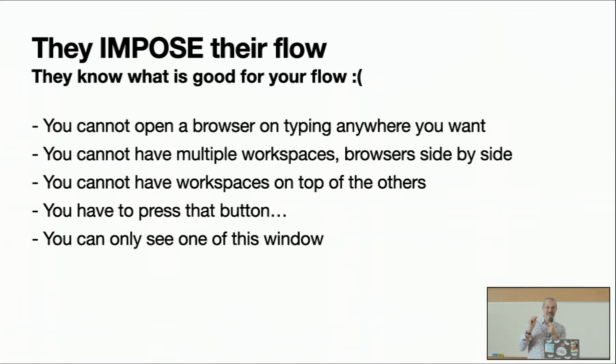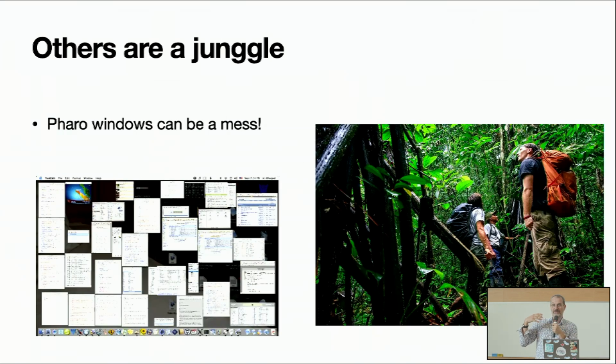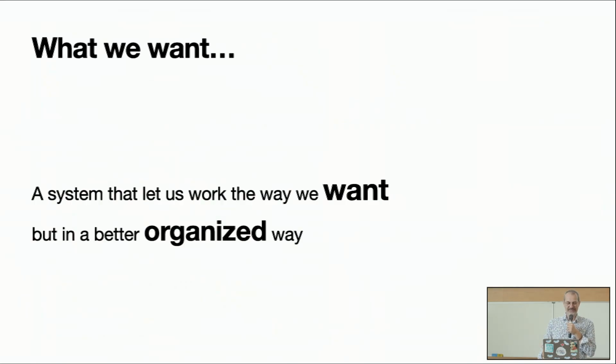So these are the little things that get in my way all the time, and I'm like, okay, stop doing that. Pharo is quite flexible compared to certain other systems, but Pharo is more the jungle, you know? Yes, we have windows, at least in my Pharo session, I have windows everywhere. And then it's like, okay, maybe I should close everything and restart. What we want in the end is a system that lets me work the way I want, but in a better organized way, and that I can control this organized way.